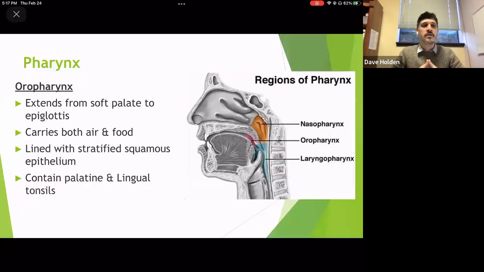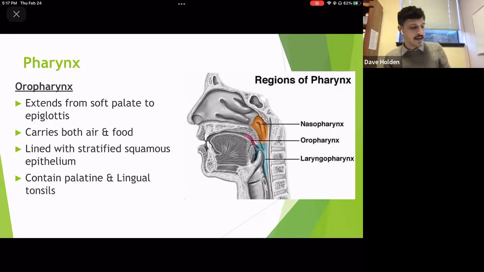All right, so the oropharynx, we are in the same tube now, connecting the nose and the mouth down to the throat. This part of the tube carries both air and food. It's lined with stratified squamous epithelium. Squamous means flat. Stratified means layers. So it's layers and layers of flat epithelial tissue.